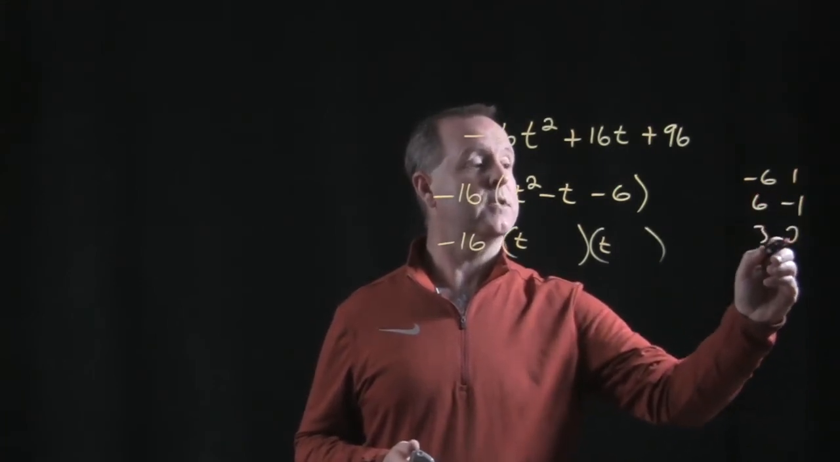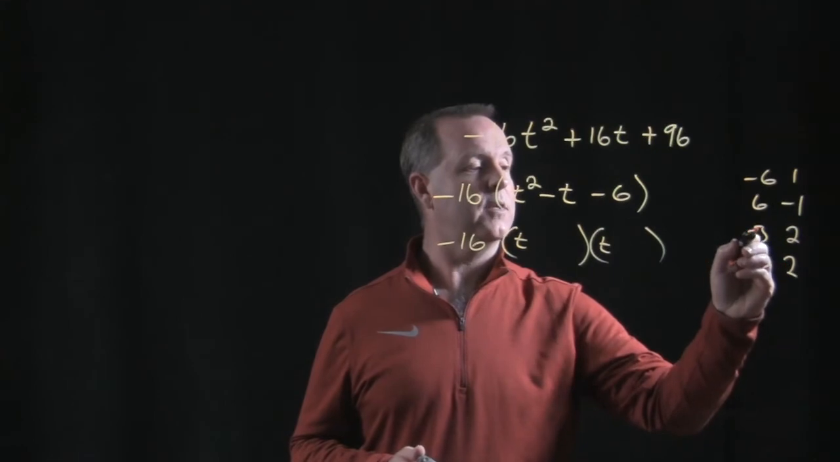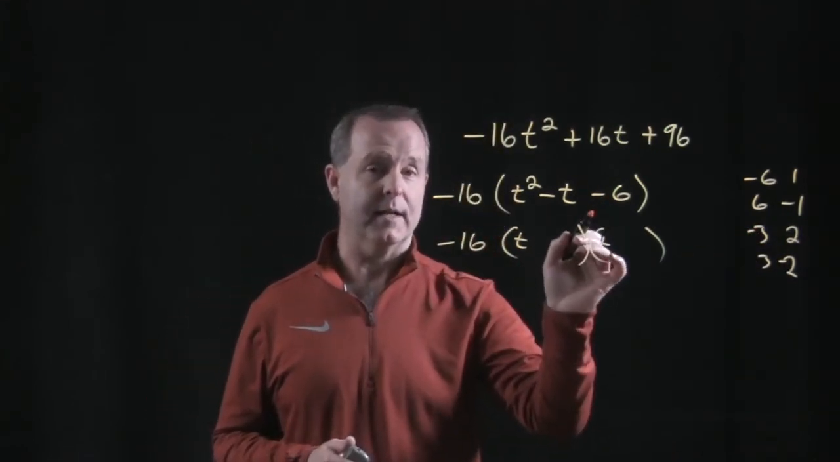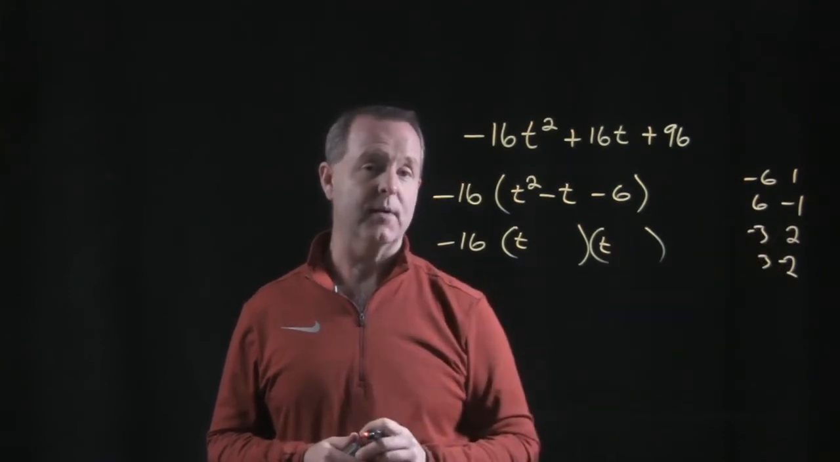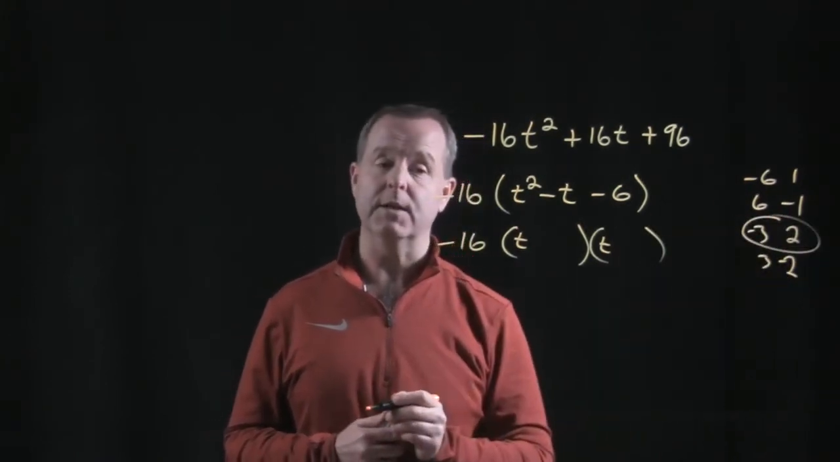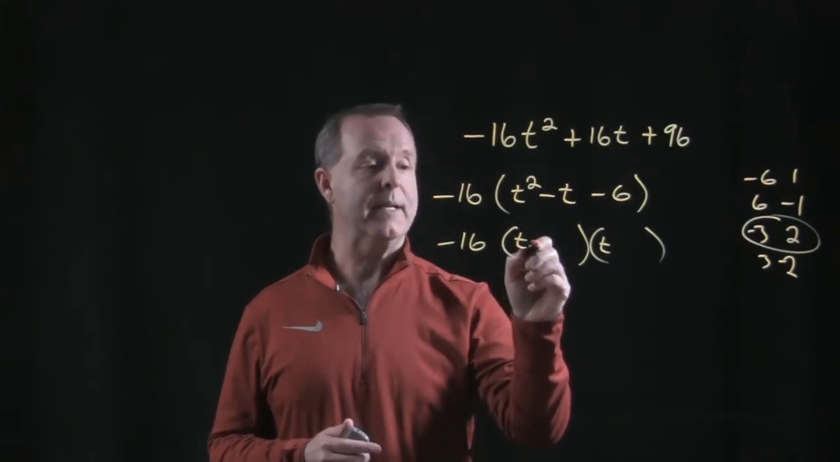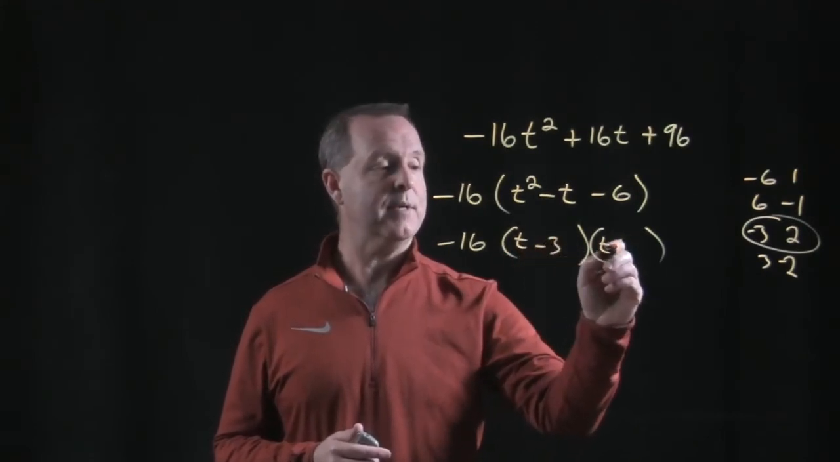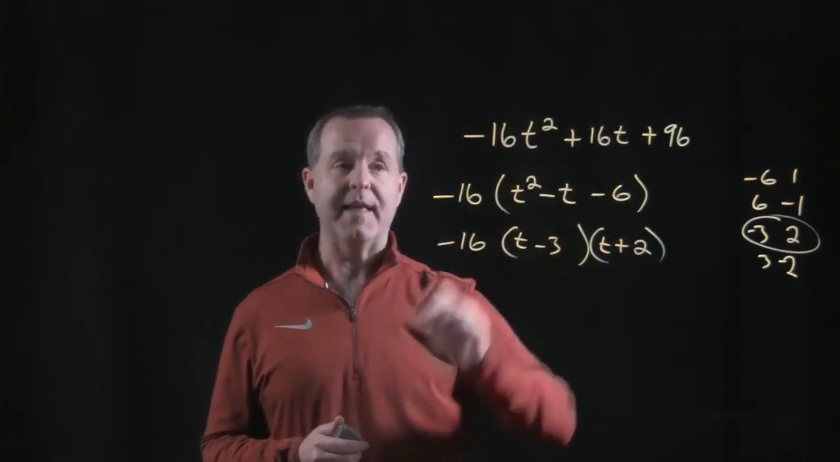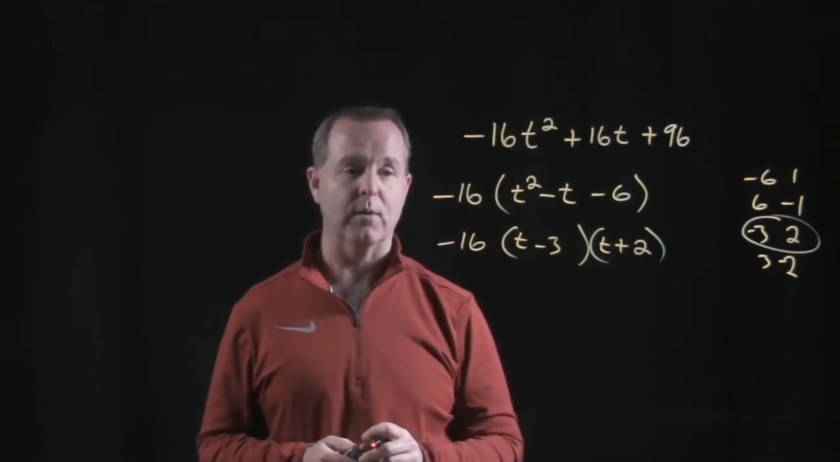Looks like 3's and 2's as well, don't they? So let's do it. There we go. Those are all the possibilities to create a negative 6. Now, do any of those add up to a negative 1? And it looks like it's this third set here that do. So my factorization then would be t minus 3 and t plus 2. And so now I can say that I completely factored that leading trinomial that we worked with.